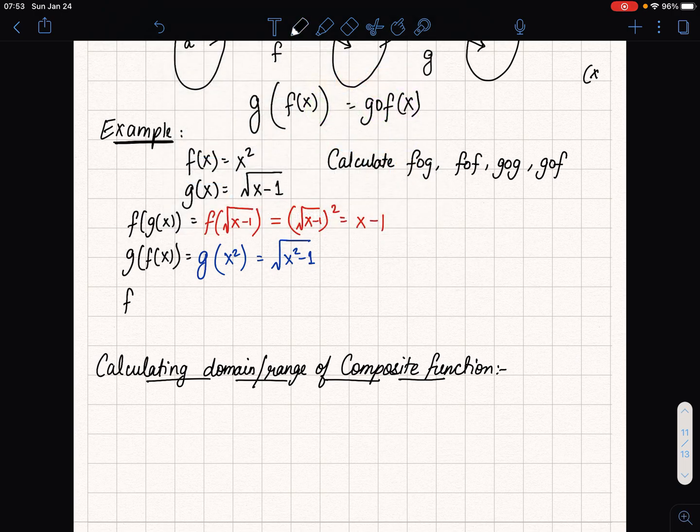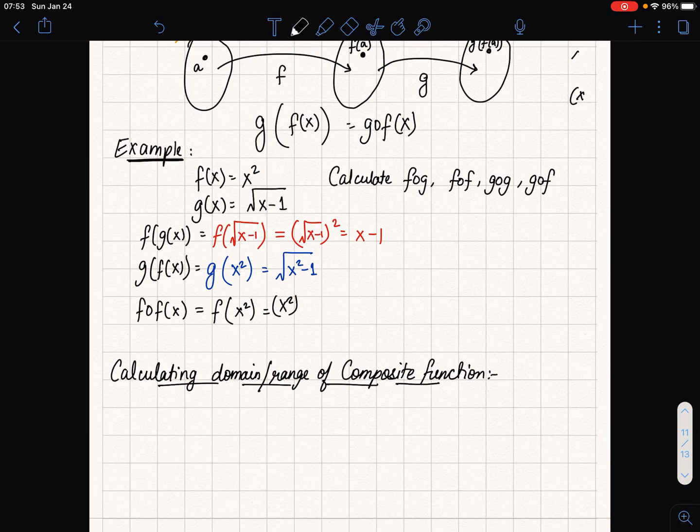Next we look at f of f of x. What is f of x? X squared. What is f of x squared? We plug in x squared in the function f of x. So we get x squared the whole squared, which is x raised to power 4.